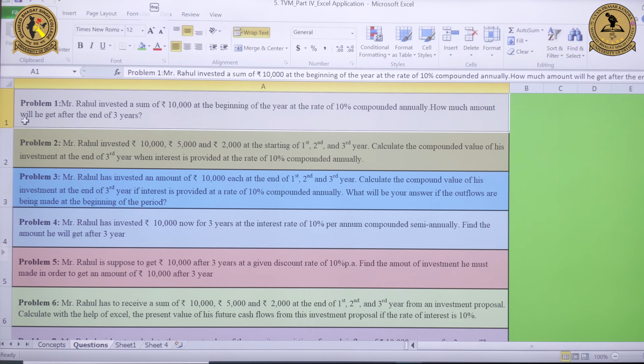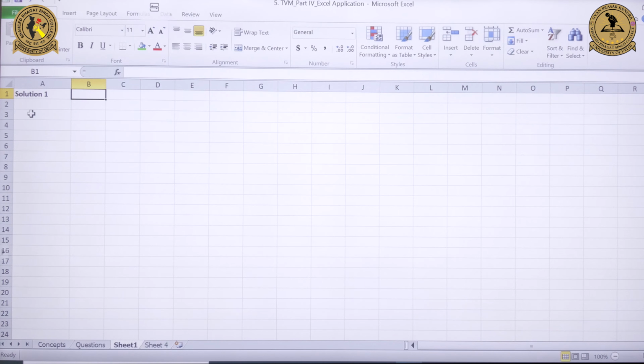Problem 1. Mr. Rahul has invested a sum of rupees 10,000 at the beginning of the year at an interest rate of 10% compounded annually. How much amount will he get after the end of 3 years? So in this case, we need to calculate the future value of rupees 10,000 which are invested at the beginning of the year and the rate of interest is 10% compounded annually. So this is your solution 1.